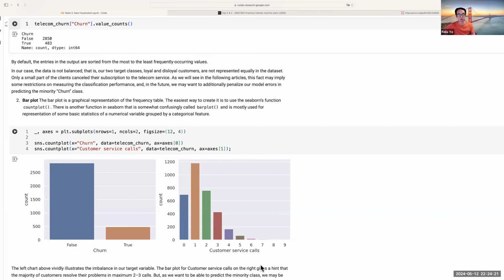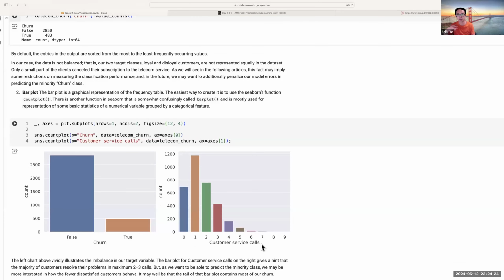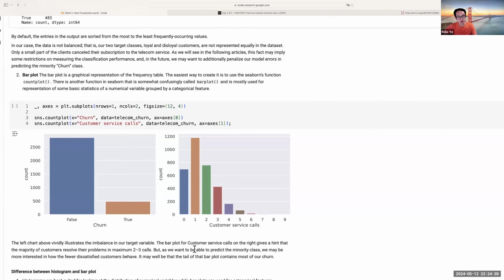We can also do this for customer service calls, which we know is a categorical feature. So we can plot this bar. You can see most of them are concentrated at 0, 1 and 2, and everything else has a decay rate at 3, 4, 5. As I said, this just gives you some idea: the majority of customers resolve their problem in a maximum of 2-3 calls. If we want to predict those disloyal customers, who are the minority class, we might be interested to see how a few dissatisfied customers behave.